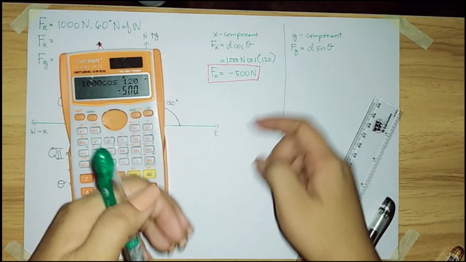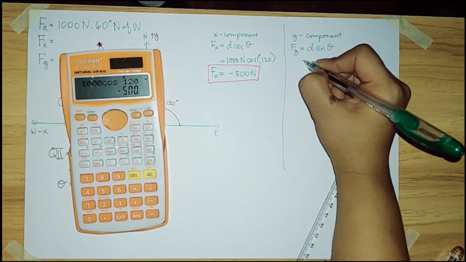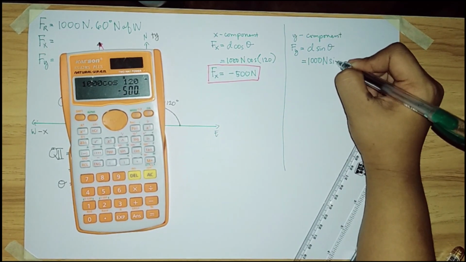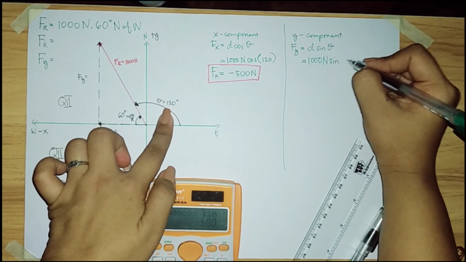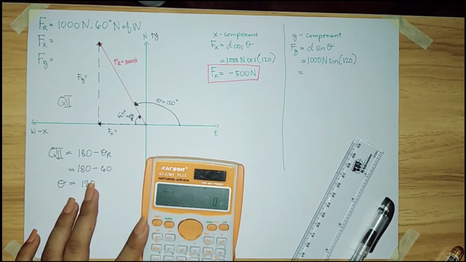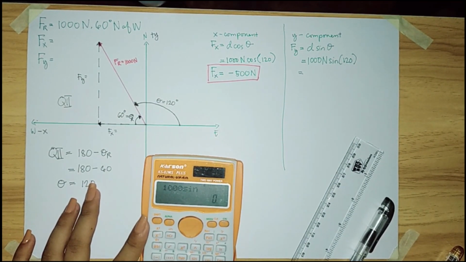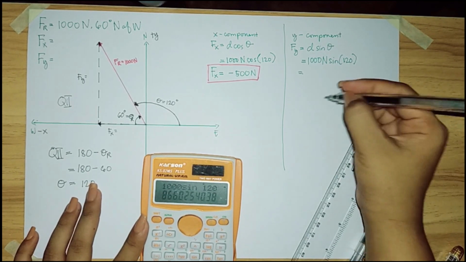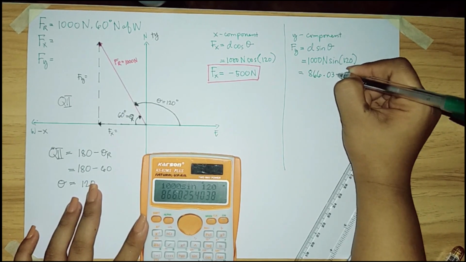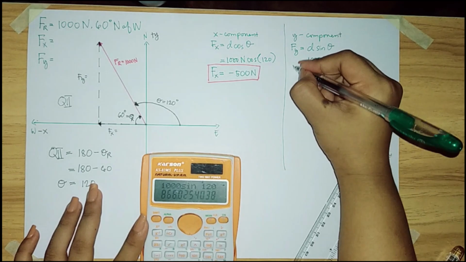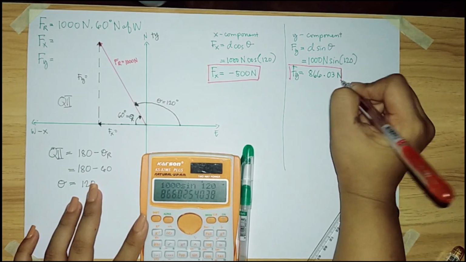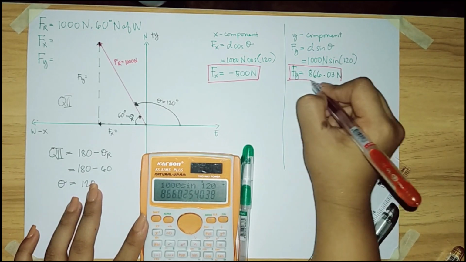Okay. Now, let's have our F sub Y. So, for our F sub Y, substitute the values. We have 1,000 here, newtons. Sine, what's the angle? It's 120. So, let's have here 1,000 sine 120. So, we have 866.03 newtons. And this is now for our F sub Y. Now, if you can see, we already have here our F sub Y and F sub X.